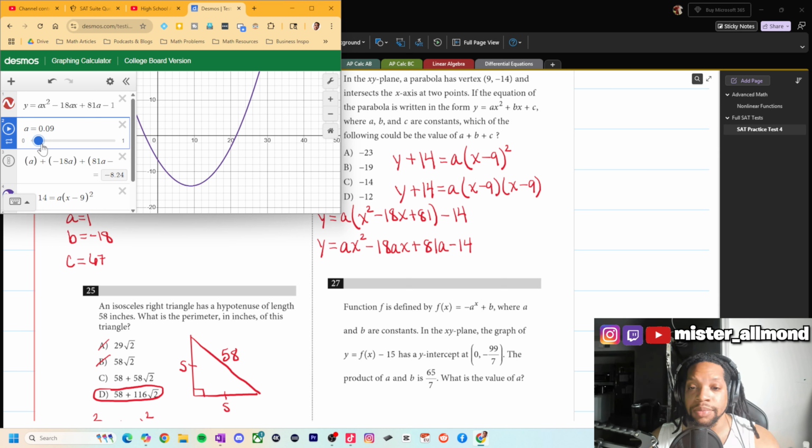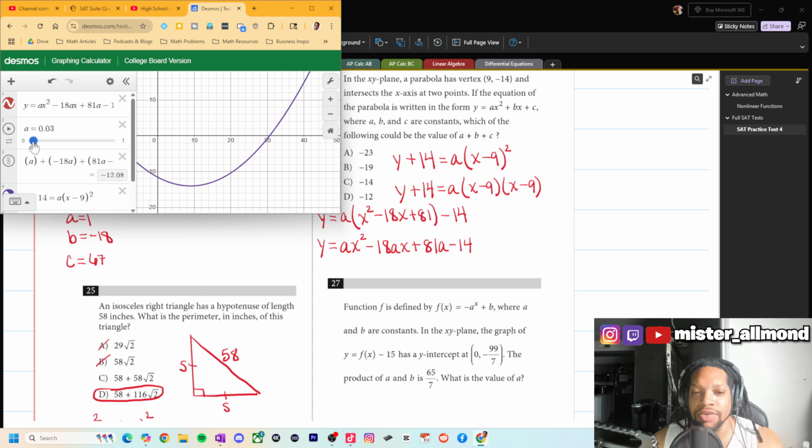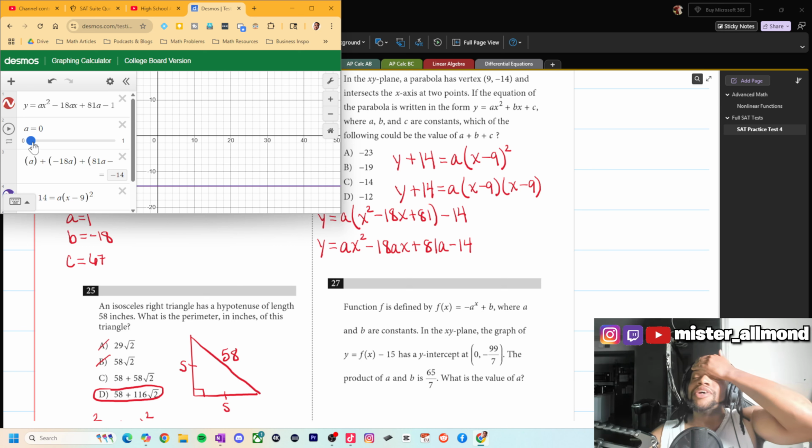Oh, wait, hold up. What does A have to be for you to hit -12? Okay, so look, if A is 0.03, no, it could be either one of those. It could be -12 or it could be -14. Actually, no, it can't be -14 because that's when A is 0. Okay, that can't. There's no way that that's the way to answer this question, bro.